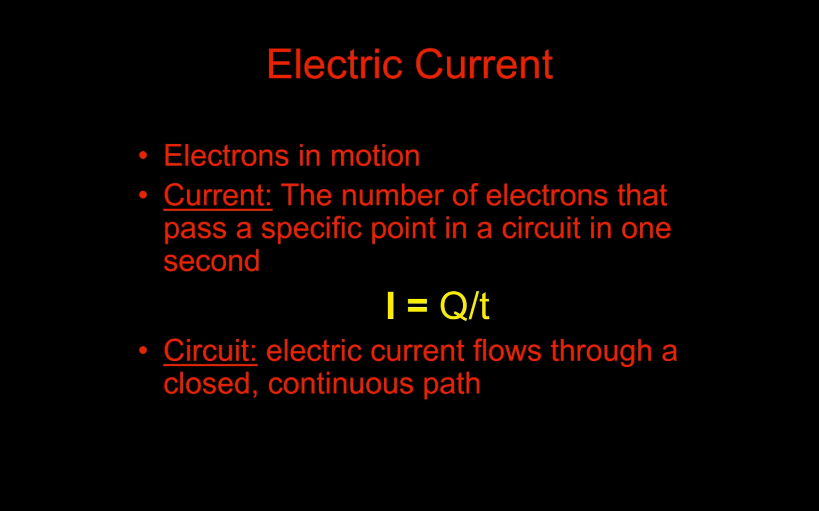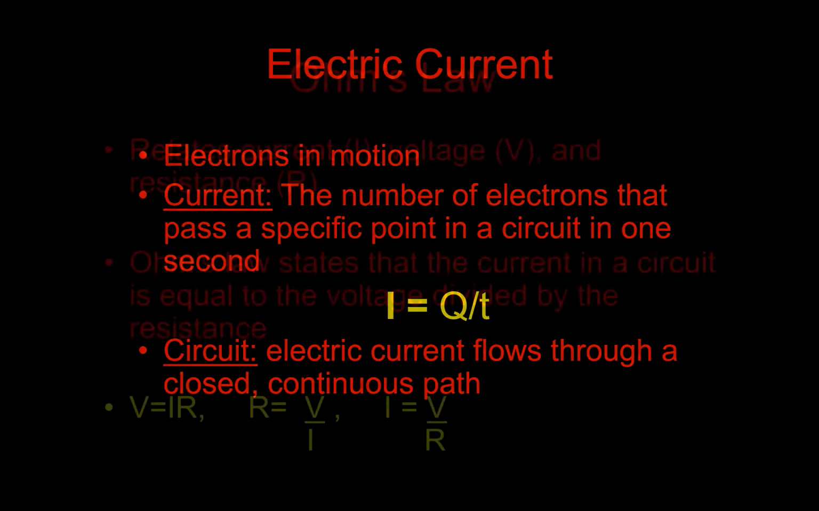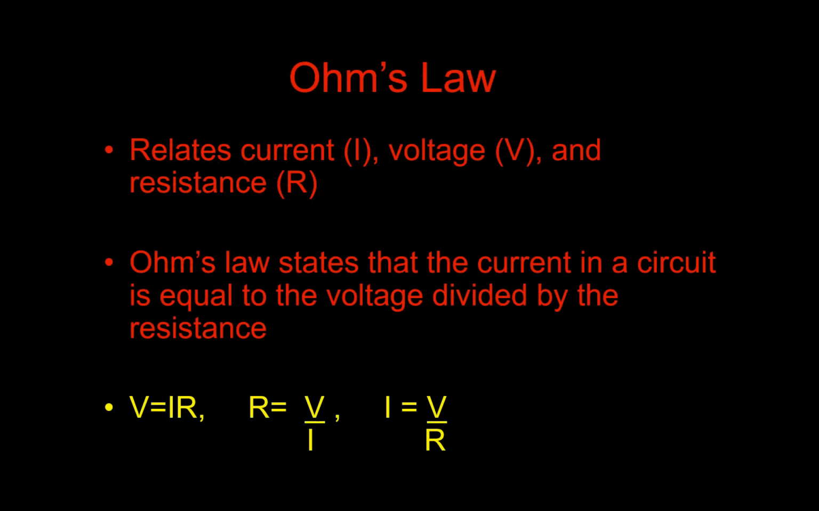So, we talked about current already, but just as a bit of a recap, the current I is defined as the amount of charge that passes by a point in a circuit per unit time, or I equals Q over T. The other governing equation for our circuits is Ohm's law, V equals IR, which can be rearranged to give us R or I for our circuit.